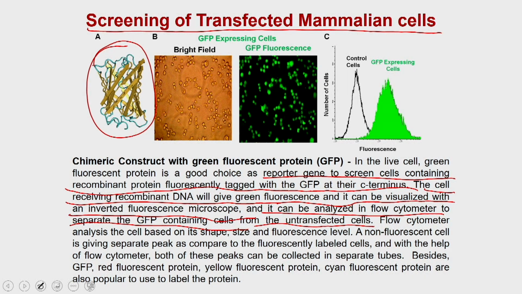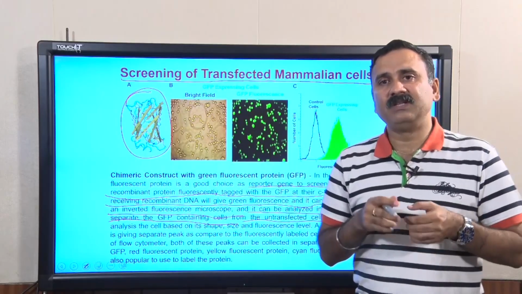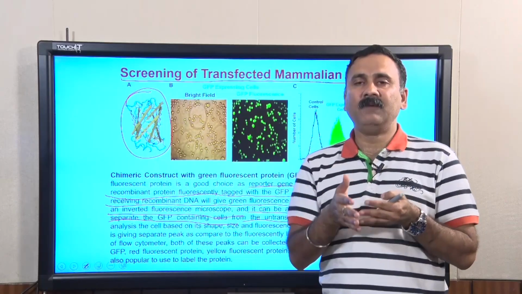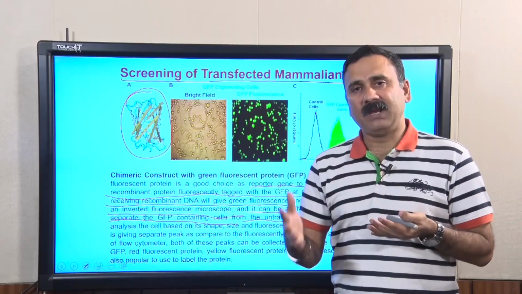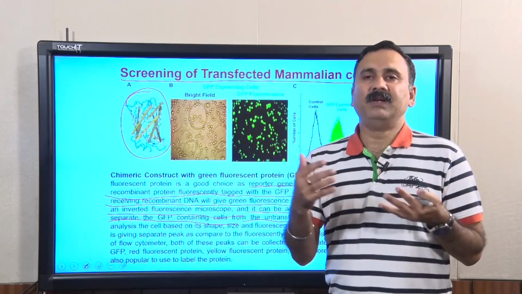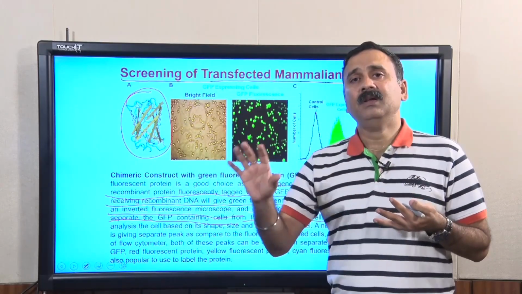So, in the first step you take the cells and transfect them with the GFP. If the construct gets into the cell, it is going to give green fluorescence. So, all the cells which are giving green fluorescence are transfected cells, and all these transfected cells can be separated from the non-transfected cells, which are not going to give you green fluorescence, simply by using the flow cytometer. The flow cytometer is an instrument which separates cells based on the fluorescence, and also based on size and shape. So, you can select the cells based on size and shape, and then you can measure the fluorescence.